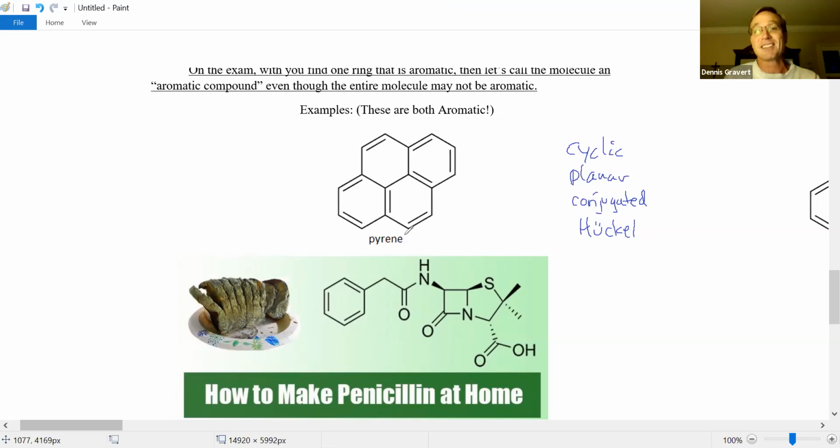Let me ask the question. This molecule is called pyrene. How many rings are here? There are more than 4, right? So yeah, I see the 4 hexagons, that's 4 rings, but you can go around the entire perimeter. That is a ring. You can go around 3 of these. That's a ring. You can go around 2 of them. That's a ring. There are lots and lots of rings.